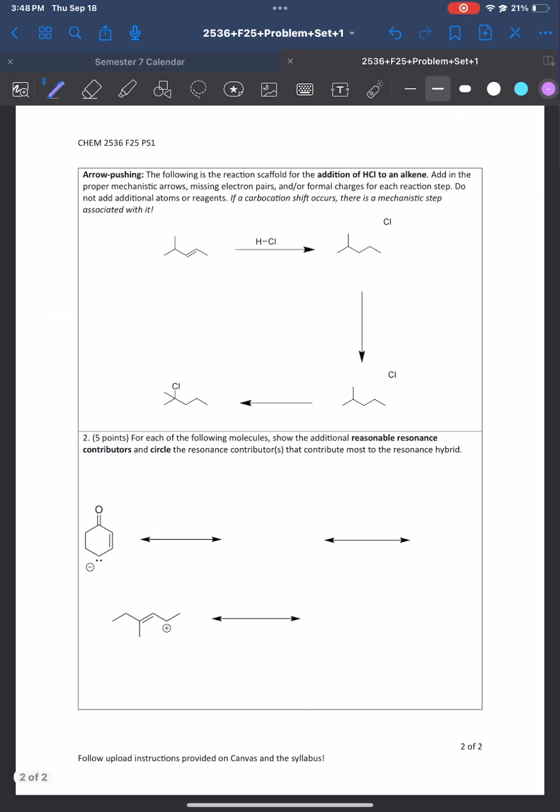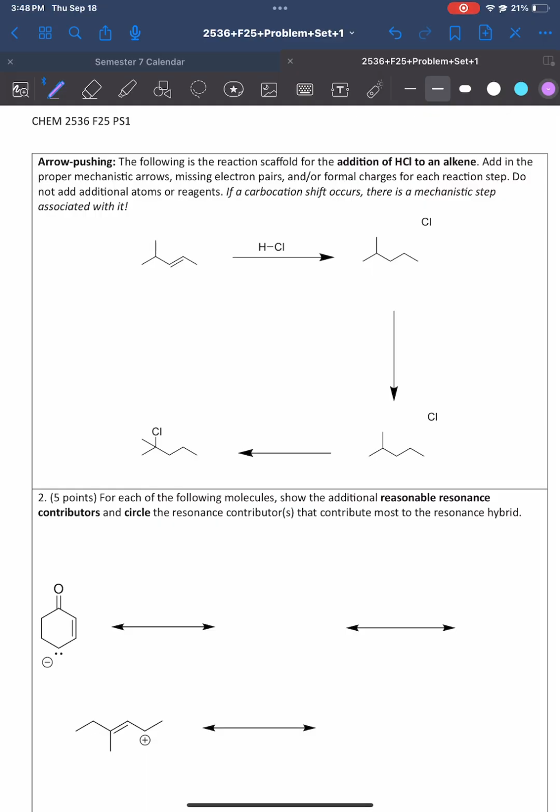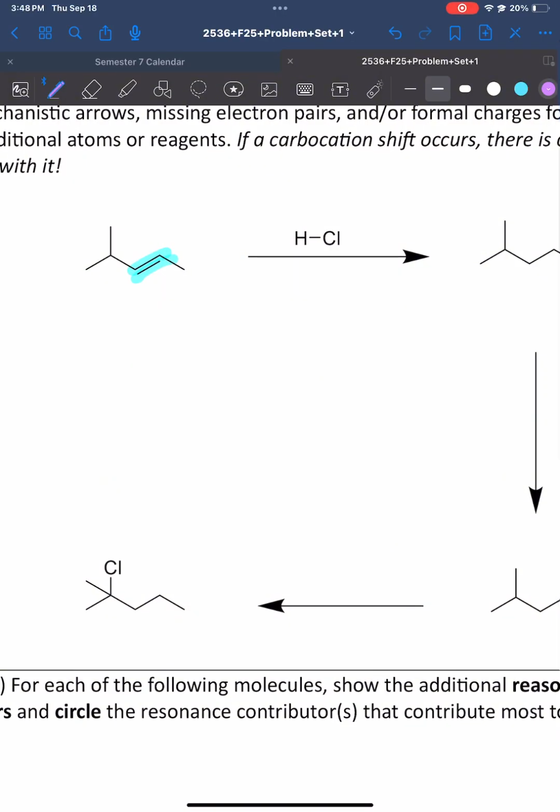Alright, so we're going to be reviewing arrow pushing now, everyone's favorite. So we have this hydrocarbon reacting with HCl, and we're going to have to draw the mechanism. So we know in this case, with nucleophiles and electrophiles, the double bond is our nucleophile of interest. So this double bond is going to go ahead and attack this hydrogen here.